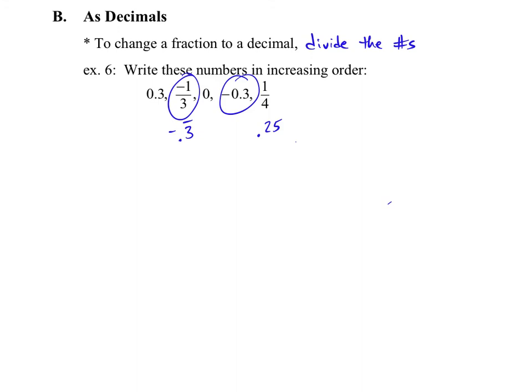So which one is smaller? Is -0.3 smaller or -0.333333? Which one's more negative or more on the left of a number line? No, the 3 repeating is going to be more negative. So -1/3 is going to be first. And then second, which one's bigger? Which one's more negative? Which one's further left? So then -0.3 is going to be my second one.